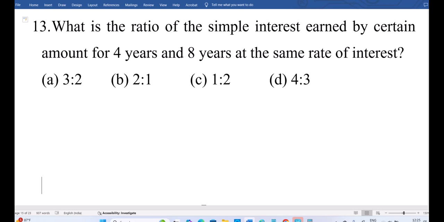Okay, see, rate of interest same means interest is directly proportional to time. 4 and 8 years means the interest will be 1 by 2. Principal same, rate of interest same. We know I equal to PTR divided by 100. P is common, R is common, 100 is constant. It depends only on time. I1 by I2 is T1 by T2, 4 by 8, which is nothing but 1 by 2.